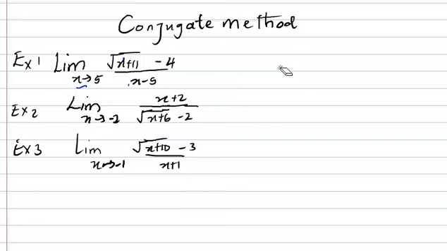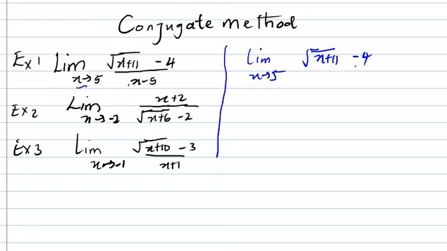So we're going to start with question 1. Question 1 is the limit as x goes to 5 of root of x plus 11 minus 4, all over x minus 5. As you see here, the denominator is already factorized. Our conjugate is needed on the top, so we are going to add the conjugate of this, and here we have a negative sign, so we are going to add the positive sign.